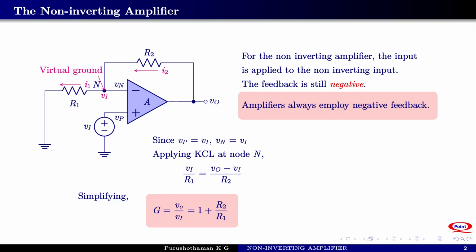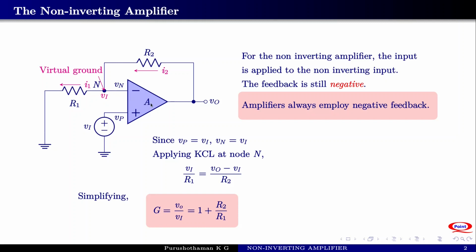The gain is positive, that is why we call this a non-inverting amplifier, and you can note that the gain is always greater than 1, since it is 1 plus a positive quantity. Now we have derived an expression for the gain of a non-inverting amplifier with an operational amplifier whose open loop gain is infinity. Only because the open loop gain is infinity, we can say that Vp equal to Vn.